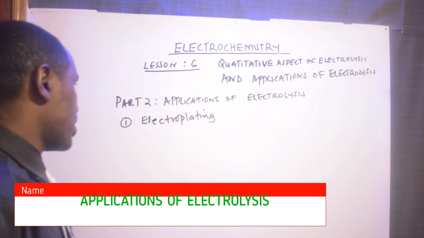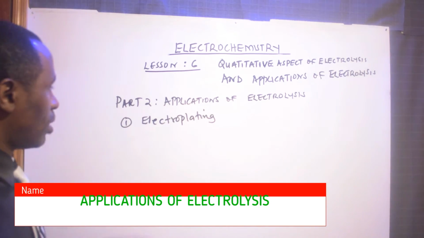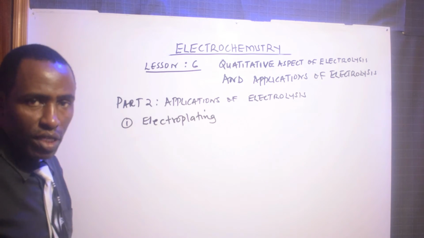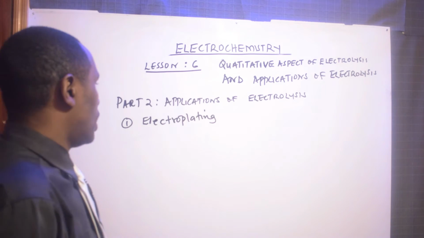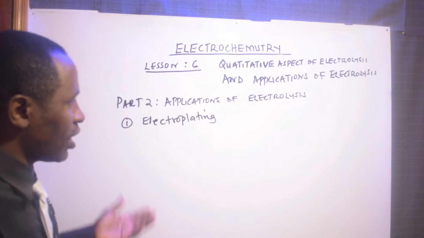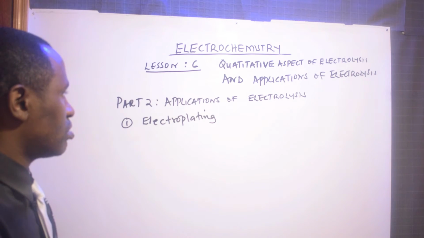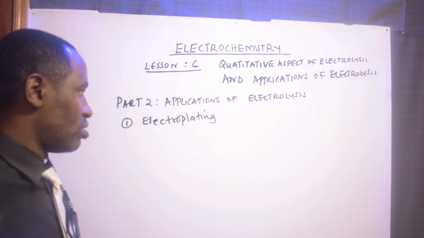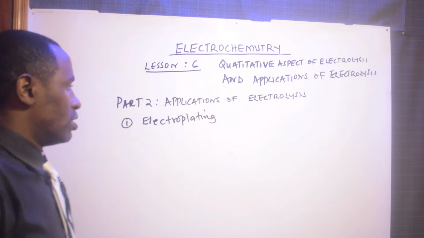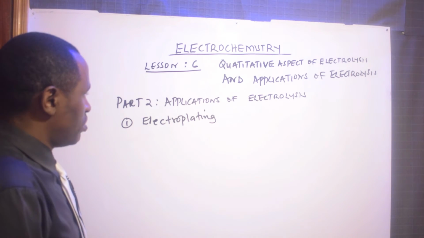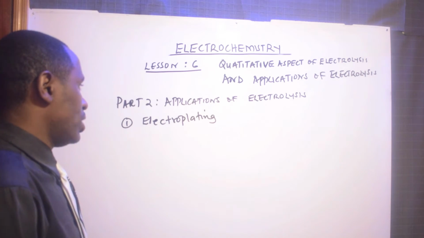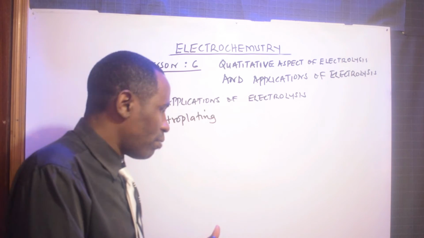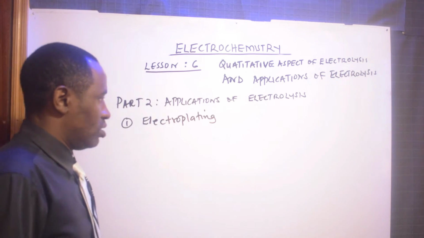Now let me take you through the applications of electrolyzers. Number one, I'm going to discuss electroplating. I'm also going to discuss the purification of metals, and maybe also mention other applications, like the manufacture of pure chemicals like sodium hydroxide and so on. Now let me discuss a few things about electroplating. Electroplating is basically coating of a metal with another using electrolysis.